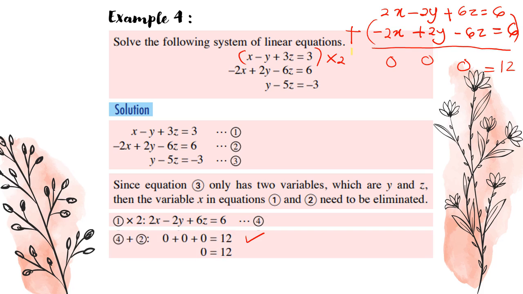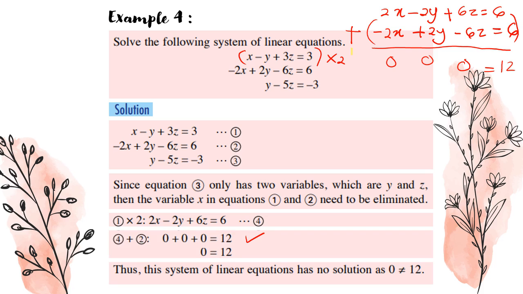Here, you can see that 0 plus 0 plus 0 is equal to 12. 0 is equal to 12. Thus, this system of linear equations has no solution, as 0 is not equal to 12. So we don't have the values for x, y, and z.